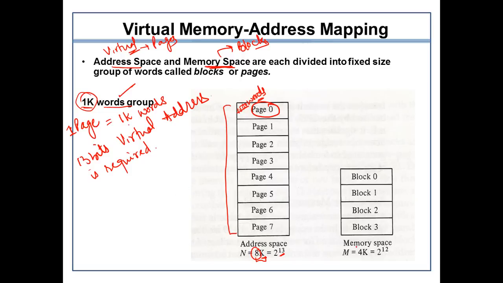Then switching to the memory space, meaning the main memory. What is happening here? I have taken the data in the form of blocks. So there are a total of 4 blocks. It is now very well understood that one block consists of 1K, actually 1024 words. So this is the word size that each block consists of.